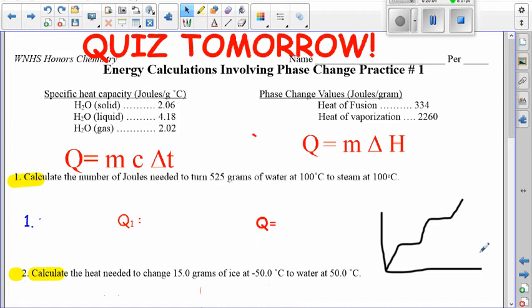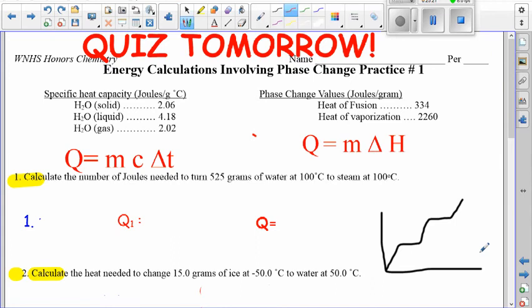Okay? I'm going to start this next problem for you to keep the gears turning, and I'm going to let you guys work independently. So, calculate the number of joules needed to turn 525 grams of water at 100 degrees to steam at 100 degrees.